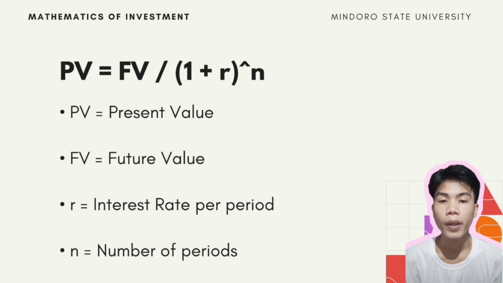So for solving present value, we can use the formula PV is equal to FV divided by the quantity of 1 plus R raised to N, where PV is the present value and FV is the future value, R is the interest rate per period, and N is the number of periods.